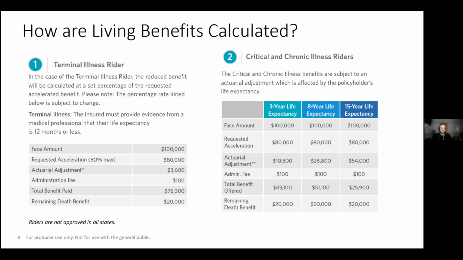They can do this more than once. So let's say they have an 8-year life expectancy. They can access this multiple times up to the 80%. So if they did like 20% over multiple years, then they can do it that way up to that $80,000, or maximum 80% of the policy.